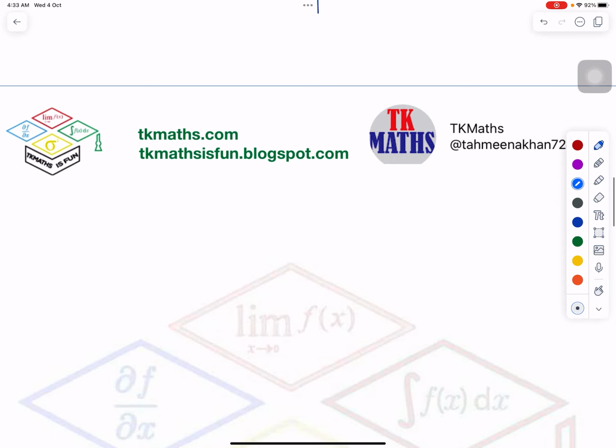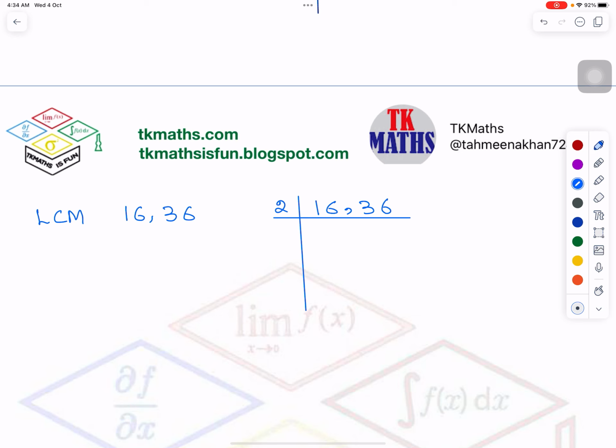Okay. So first of all, let's find out the least common multiple of 16 and 36 with the help of prime factorization. Okay, now again I'm repeating, you need to have strong tables when you are doing the questions of LCM and HCF. Now I will start with the smallest number.